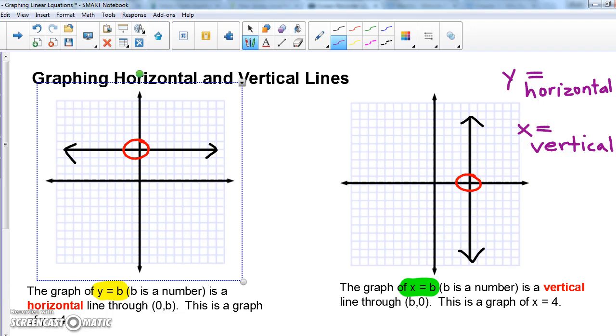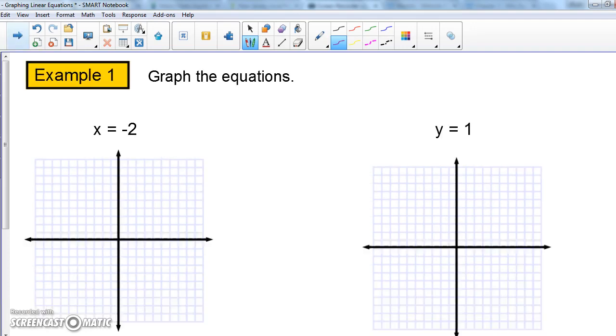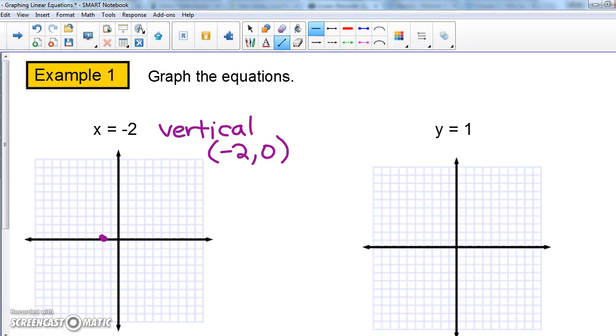Okay, so what I want to do next is do a couple examples together. So really simple, x equals -2. Well, if you remember, x equals a number is going to be a vertical line. And it's going to go through (-2, 0). So if I look at my graph over here, I've got (-2, 0) right here. It's a vertical line, and so that line is going to go like this. Okay, so that's x equals -2.